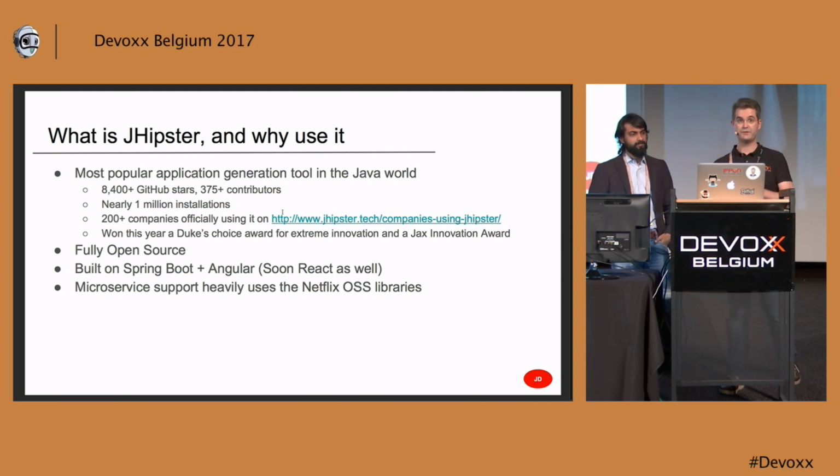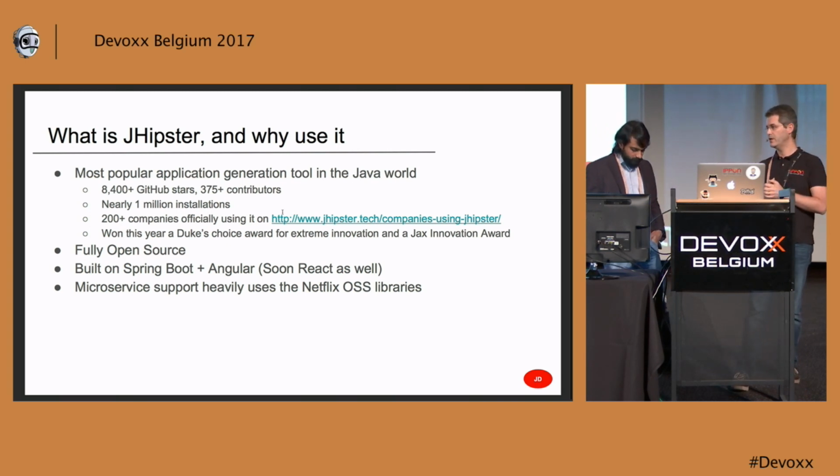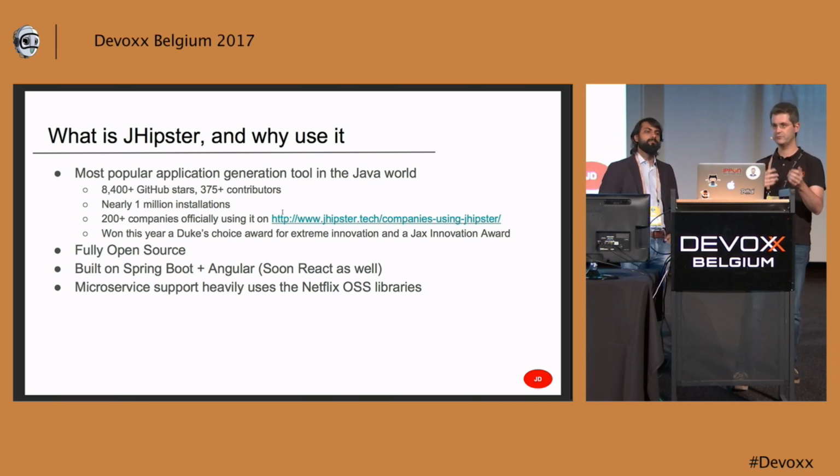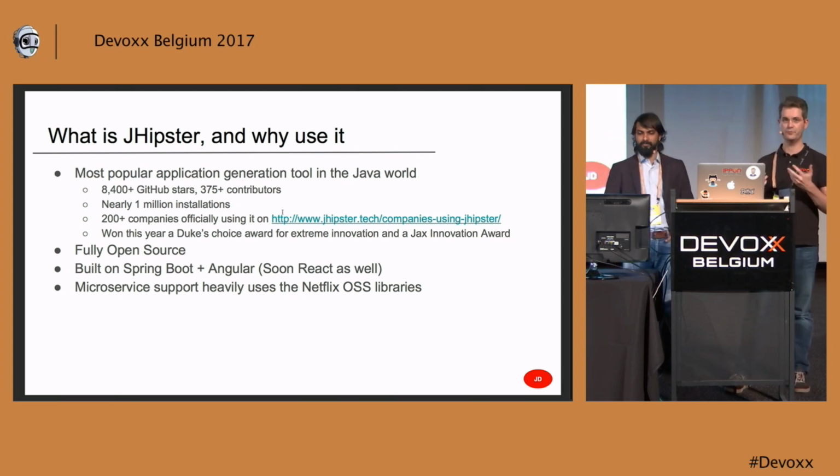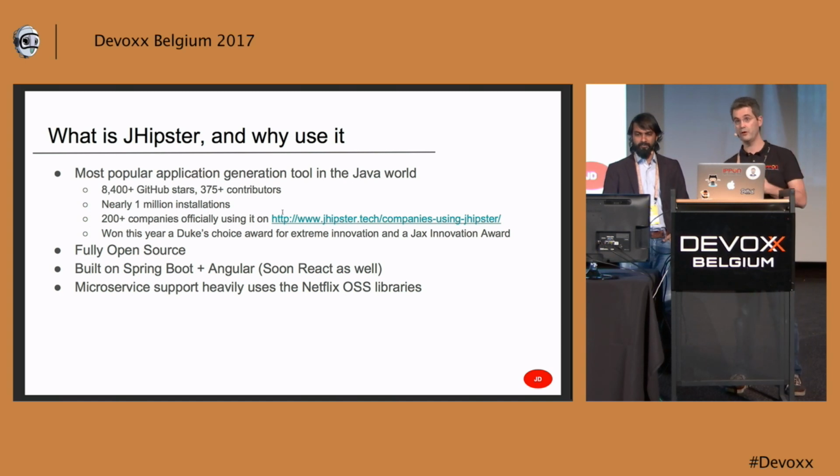Second thing is that JHipster is fully open source. We don't have an enterprise version where we try to make you pay for some stuff. It's totally open source and community driven, and that's very important for us and hopefully for you also.